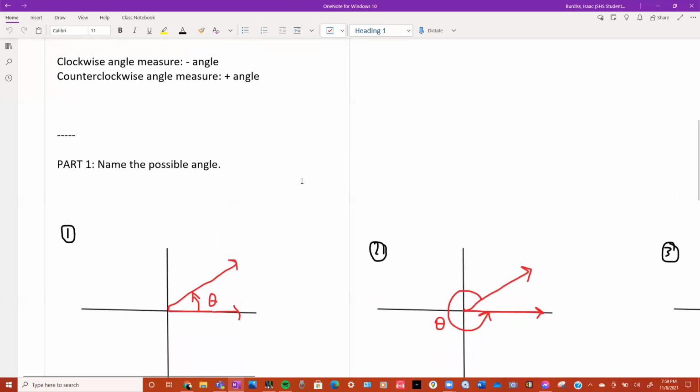If you have a clockwise angle measure, then the angle will be negative, and if it's counterclockwise, then it's positive. So it might be opposite of what you think, but that's how it is.